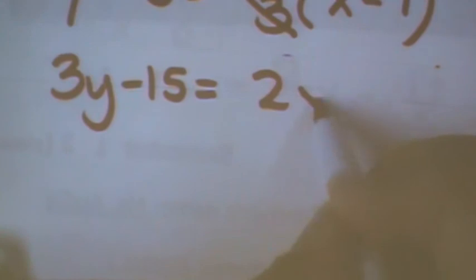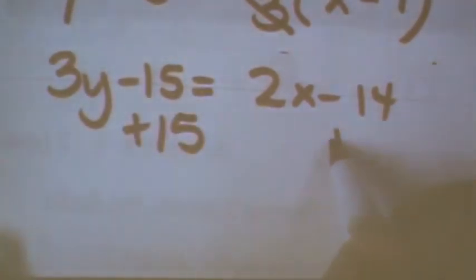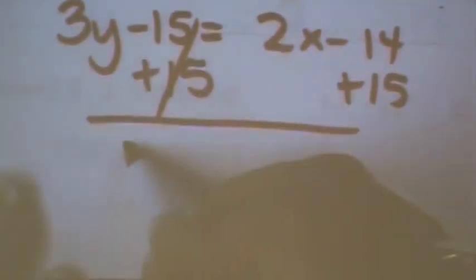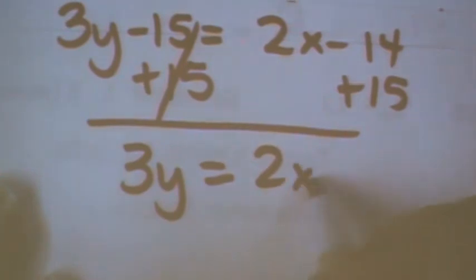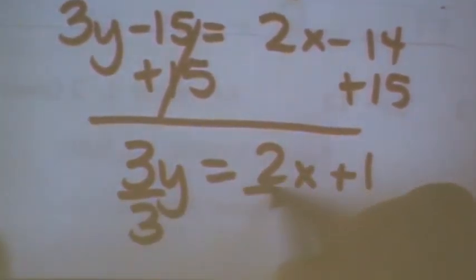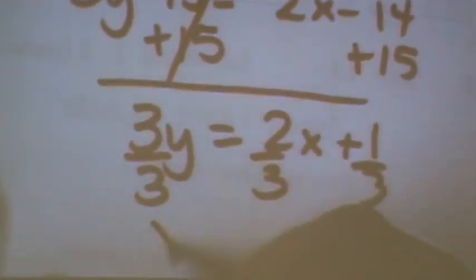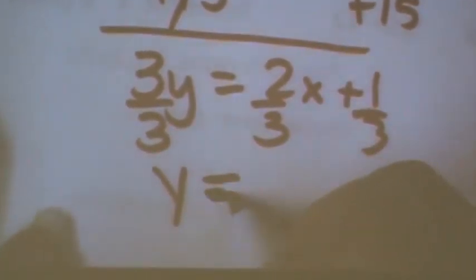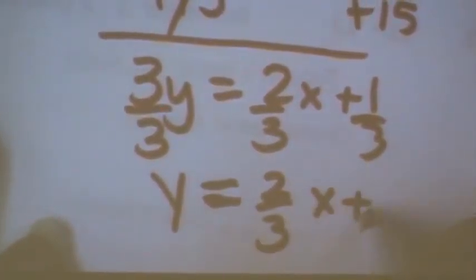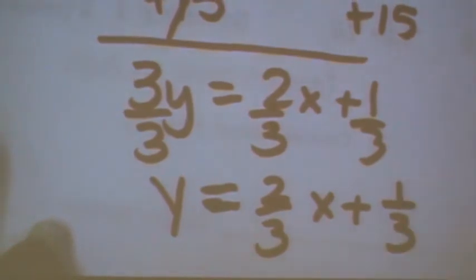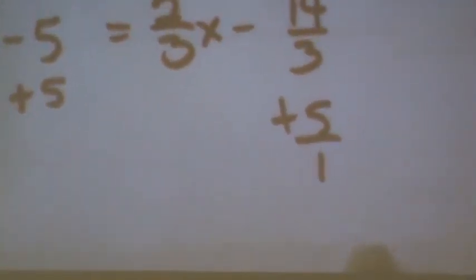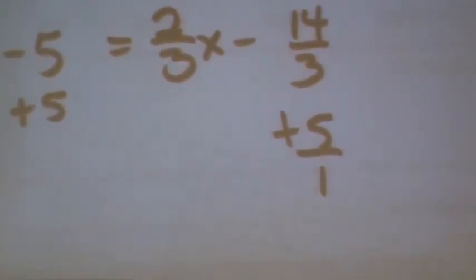So you have 3y minus 15 equals, now these cancel, so you have 2x minus 14. I can do this problem without having to deal with fractions now. Add 15. So 3y equals 2x plus 1, and then divide by 3. So there's pros and cons. 2/3 x plus 1/3. If you're good at getting common denominators, sometimes that's what ends up happening.